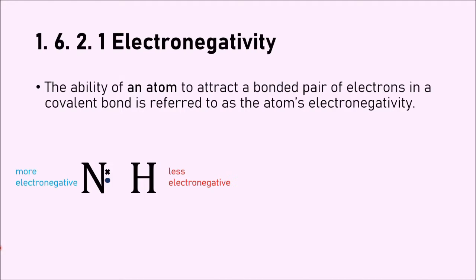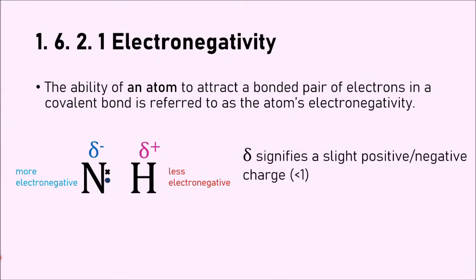And as a result of this, we get an accumulation of this negative charge on the nitrogen side, on this left-hand side of the bond, and therefore we have a positive charge on this end, and only slight. To show this very slight positive or negative charge, we use the Greek letter delta. Nitrogen end will be delta negative, hydrogen end will be delta positive. And this symbol delta means that the charge is only very marginally positive or negative.